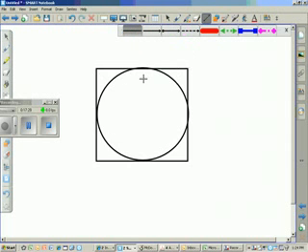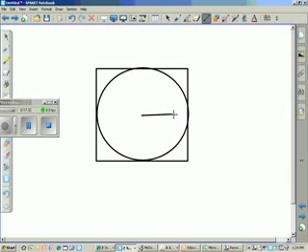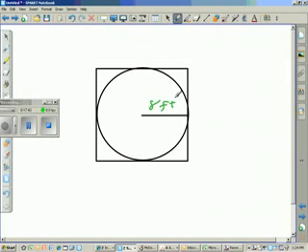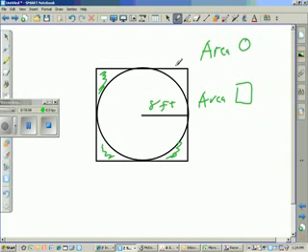If I draw the radius, and I tell you that the radius is, someone give me a number. I'll go with 8 feet. That sounds good. 8 feet. I have 2 questions. I want to know the area of the circle, I want to know the area of the square, and I also want to know the area of the shaded region, and that's the area between the circle and the square.